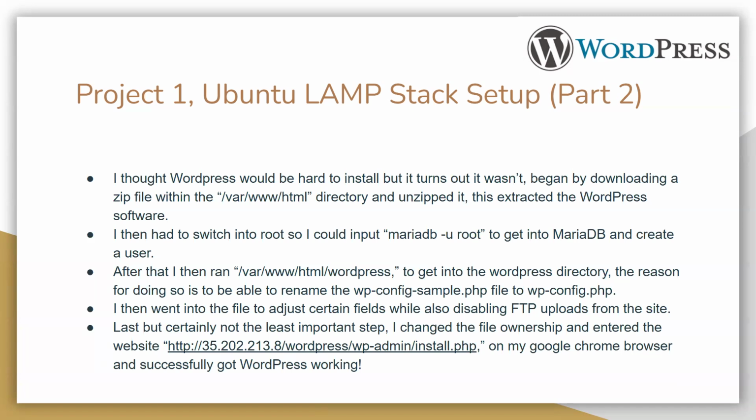I then went into the file to adjust certain fields while also disabling FTP uploads from the site. Last but certainly not least, I changed the file ownership and entered the website http://, you see it. That IP address is the external IP of my virtual machine. And then on my Google Chrome browser, I successfully got WordPress working. So that was project 1. Moving on to project 2.